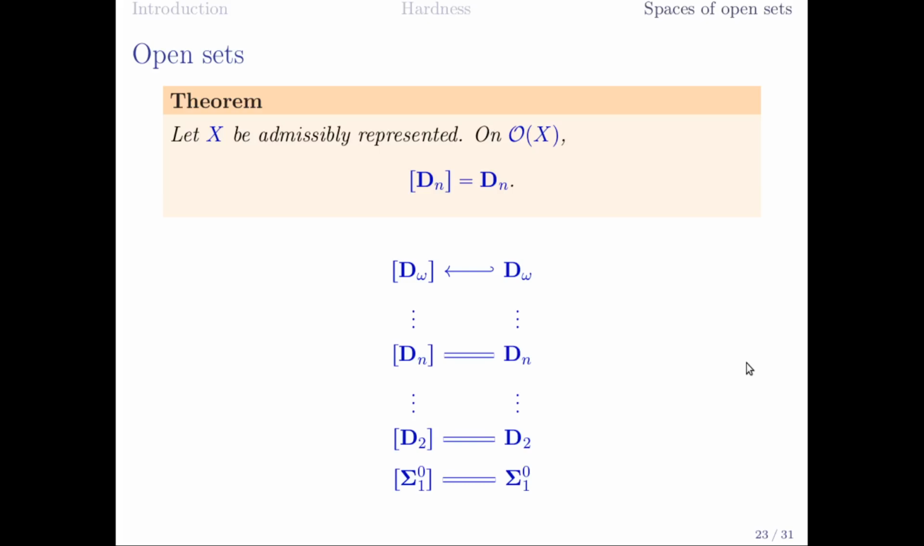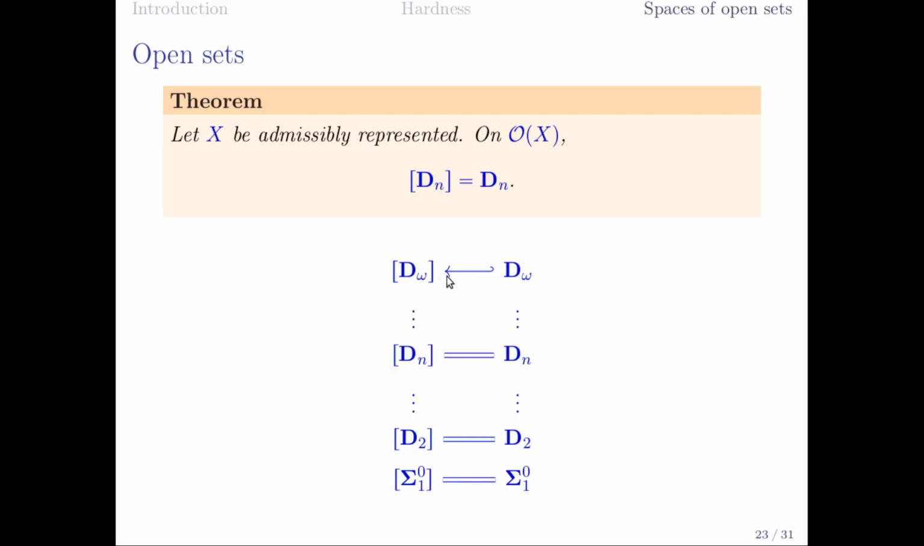The first result is that at the first levels of the difference hierarchy, we always have agreement between symbolic and topological complexity. You may remember that for the space of polynomials, we had disagreement at the very first level. But for spaces of open sets, it's not the case. For all the finite levels of the difference hierarchy, we have equality.